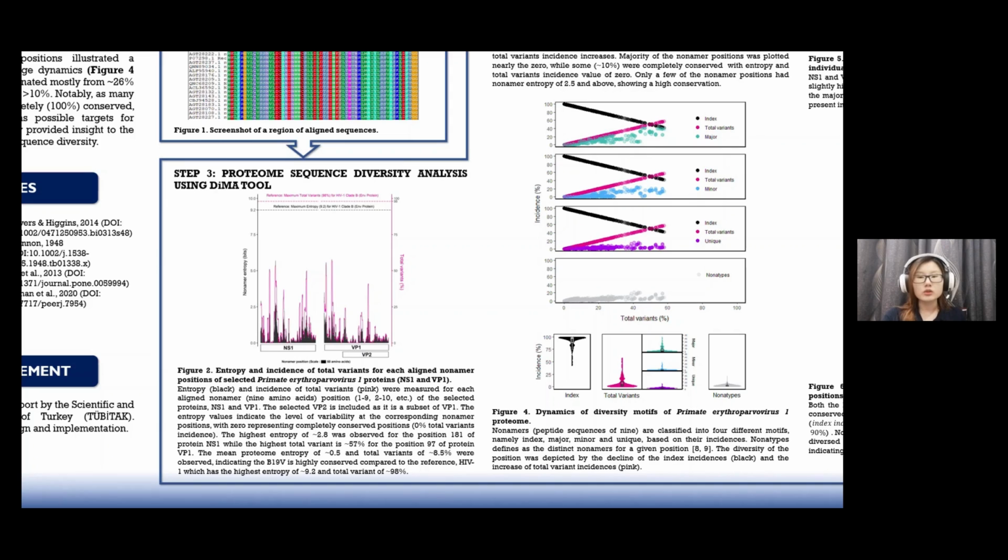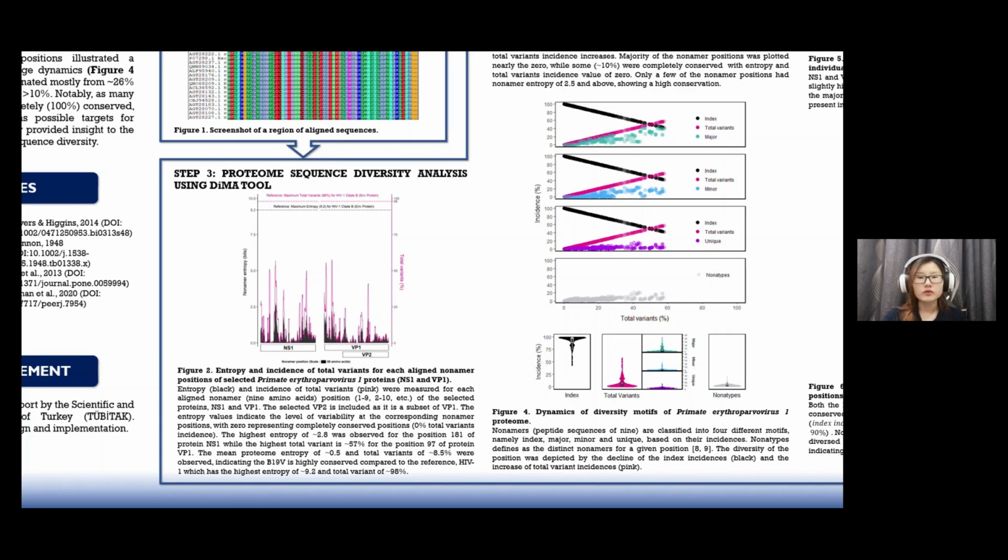The peak absolute entropy of 9.2 and total variance of 98% was observed for HIV-1 clade B. In general, the B19V proteins have a low mean entropy of roughly 0.5, with only 9 positions exhibiting total variance close to 58%, indicating high conservation.